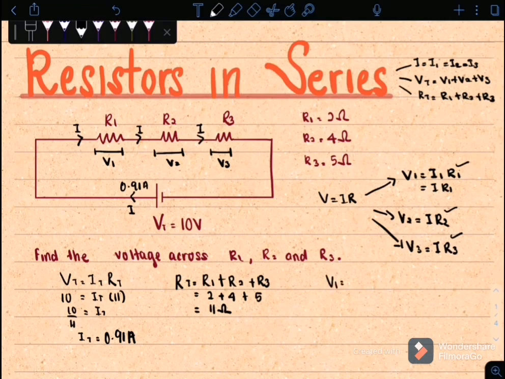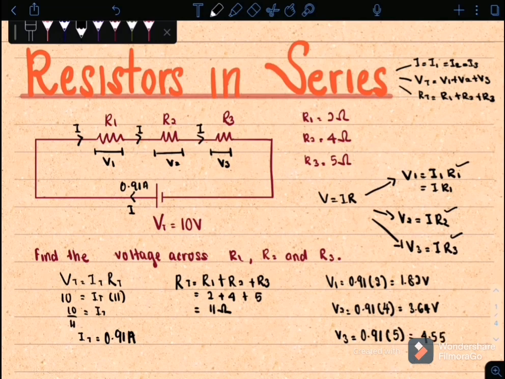So now I can find my V1 as 0.91 multiplied with R1, which is 2 ohm. I'll get my V1 as 1.82 volt. And my V2 now becomes 0.91 multiplied with resistor 2, which is 4 ohm. I'll get 3.64 volt. And the same thing for my V3, which is 0.91 multiplied with R3, 5 ohm, I'll get 4.55 volt. So these are my voltages across each of the resistances.